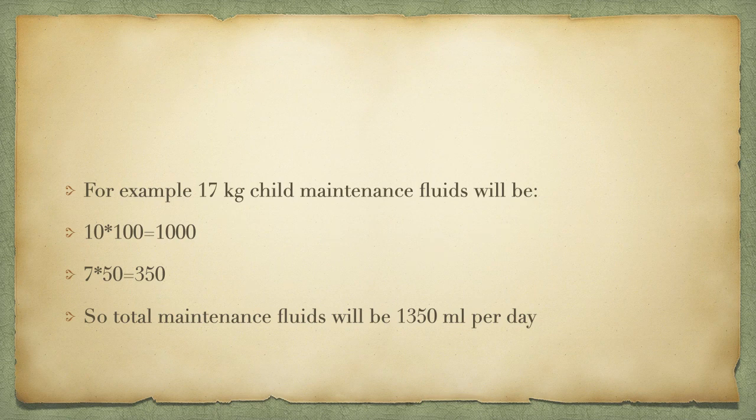For example, if you want to determine the amount of maintenance fluid for a child whose weight is 17 kilograms, first you multiply the first 10 kg of his weight by 100, and the second 7 kg will be multiplied by 50. So as a result, the total amount of maintenance fluid for our patient will be 1350 cc per day.